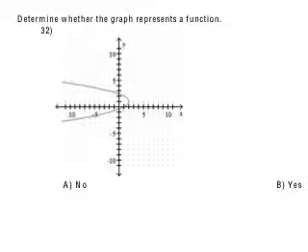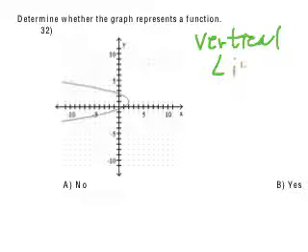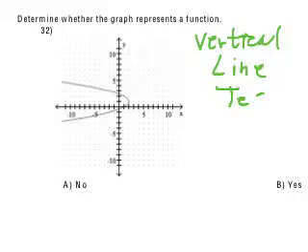Number 32, and this is the last problem. Determine whether the graph represents a function. Okay, this is where we use the vertical line test. This is the easy way, and this is a good way to think about it too.